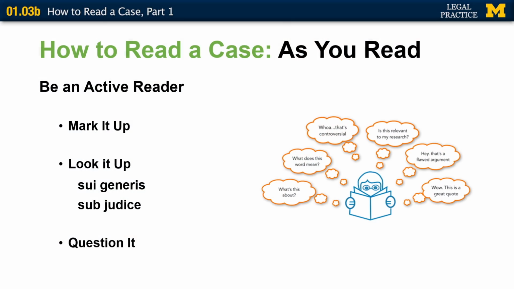Also, look it up. If you encounter terms that you don't know the definition for, such as sui generis or sub judice, you need to look it up and understand what the court means by those terms. Your professors are going to assume that you know the meaning of every word in that case.